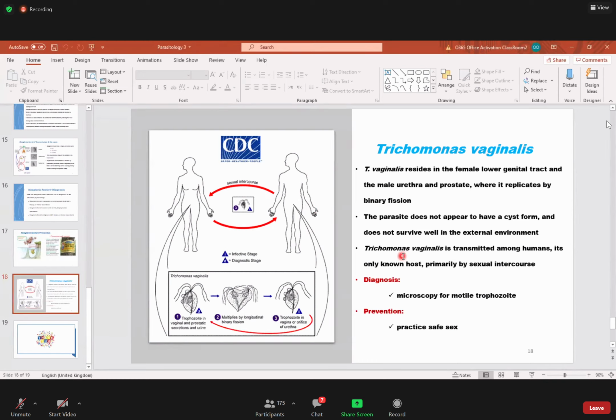Now, while we are putting up the slide for Babesia, Babesia is another protozoan parasite that may be confused with malaria parasite. However, the organism is not transmitted by mosquitoes. It is transmitted by tick bites.